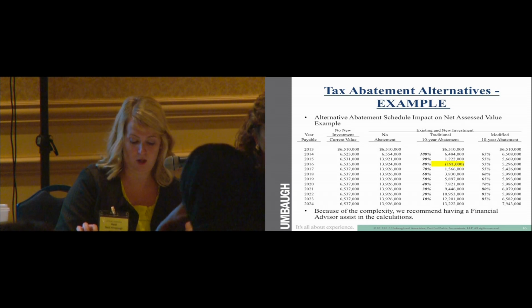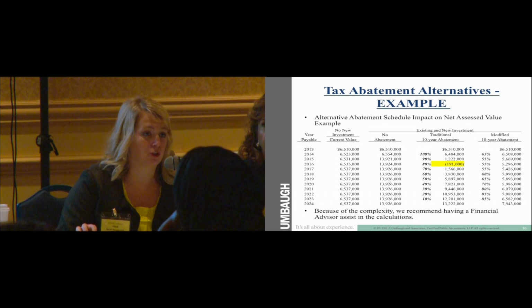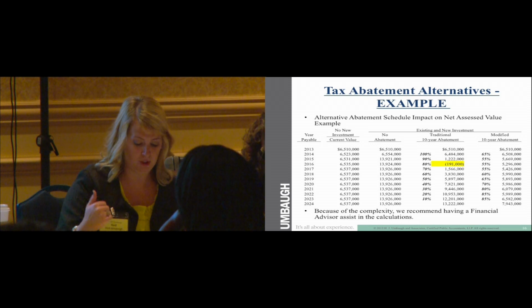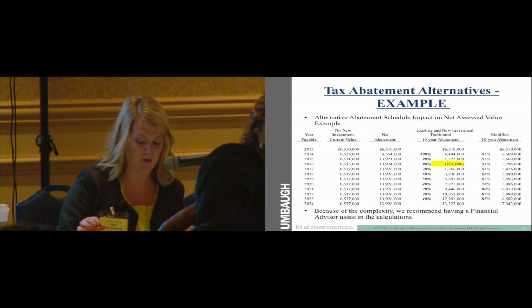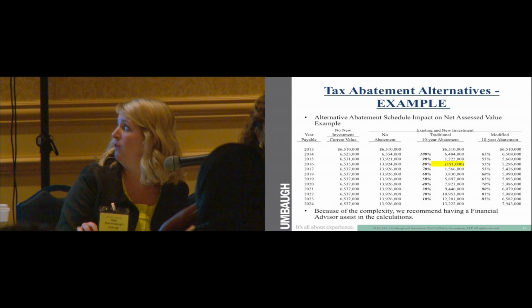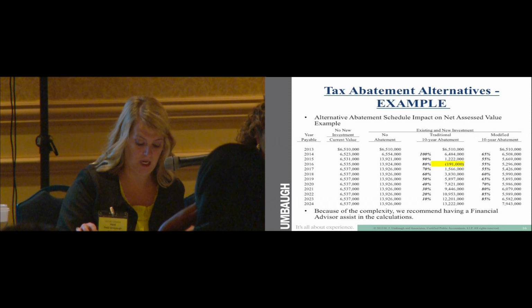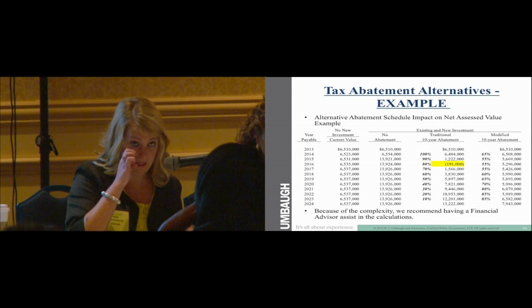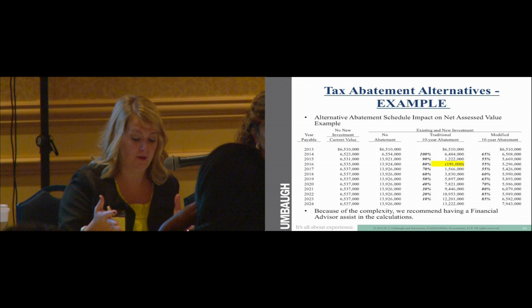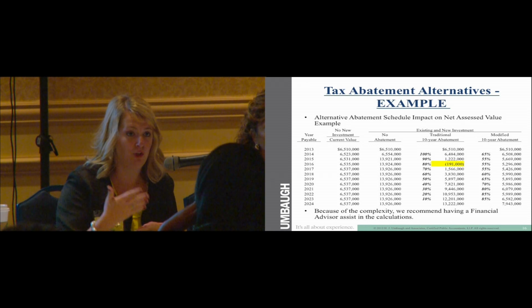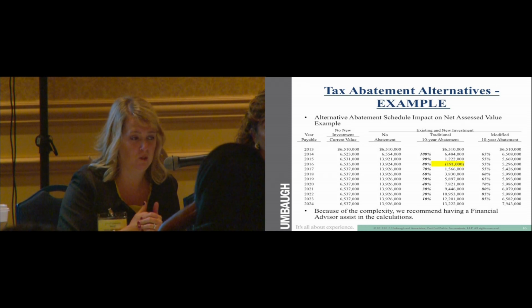The next column over is the 10-year traditional abatement deduction calculation, and we put the traditional abatement deduction percentages there, so you can see what happens. In this case, their deduction at the 80% level actually went negative. That's because they have their existing and new investment included in this calculation.